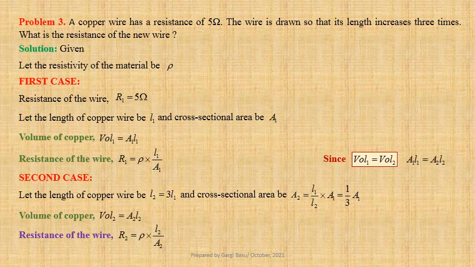Now, resistance of the wire R2 equals rho into 3 times L1 divided by 1/3 A1. That gives us 9 times R1, that is equal to 9 into 5. That gives us 45 ohm.